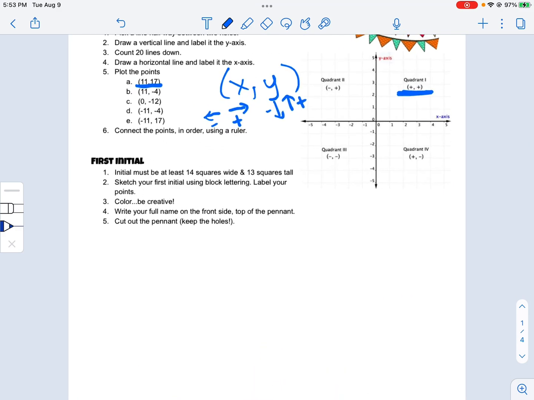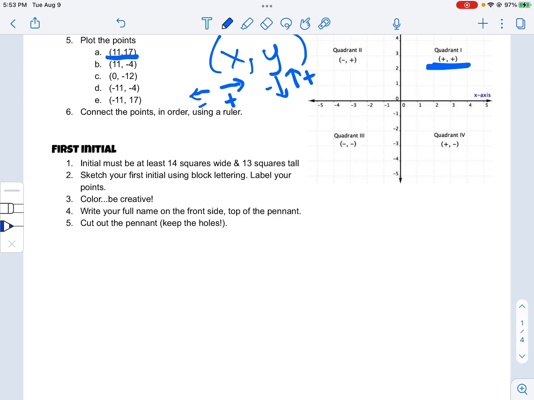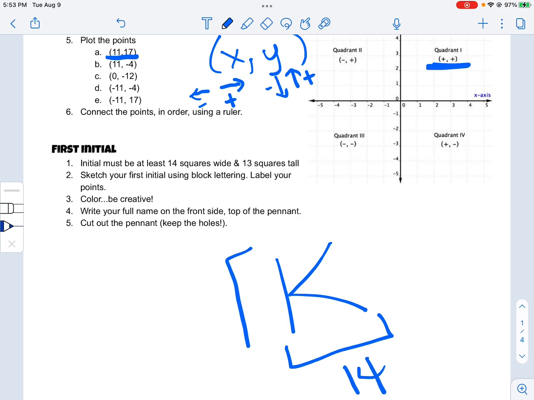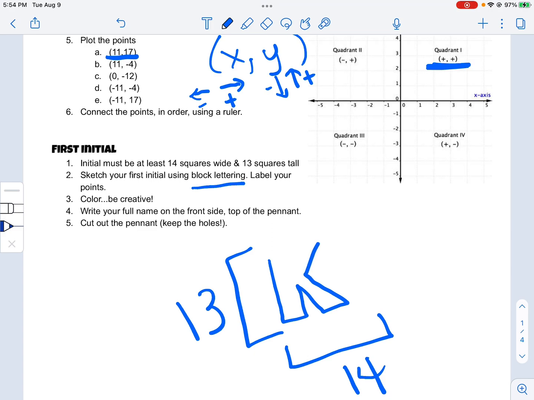Then it says initial. We're going to make our first initial. So my first initial is K. Okay? So the initial must be at least 14 squares wide. So from here to here, it needs to be 14. And from here to here, it needs to be 13. Oh, this is block lettering. So that's not what it's going to have to be.